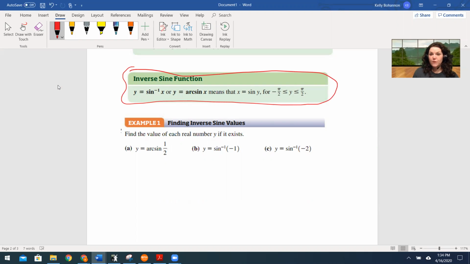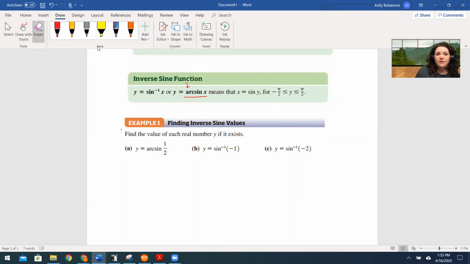It can be written two ways: as y equals sine to the -1 of x, or y equals arc sine x. And it's said either way, inverse sine or arc sine. I like to say arc sine because it starts with an A, and you're finding an angle. But you can say it either way, and both will be used interchangeably throughout MyLabs Plus. So just be prepared to see either one. They mean the exact same thing.